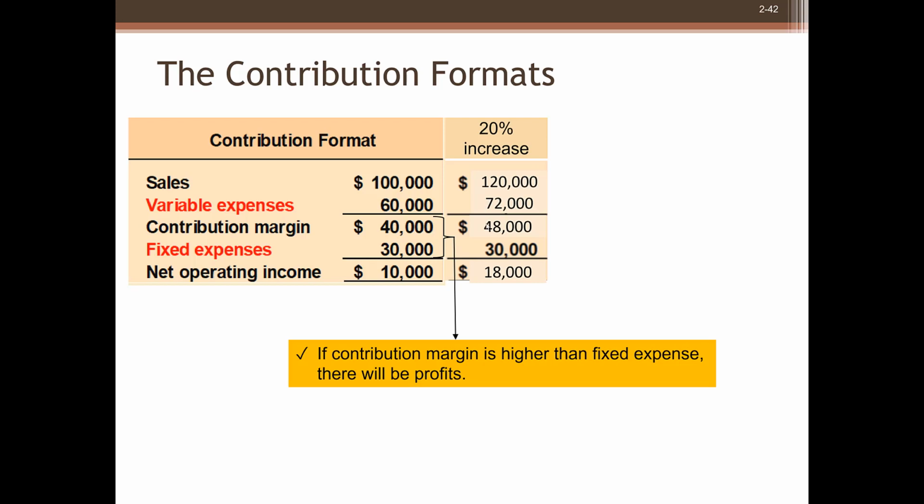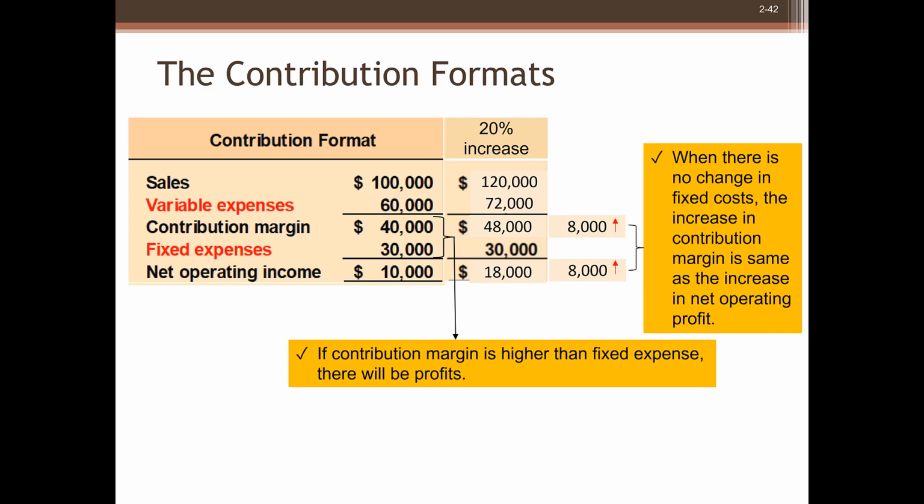Contribution margin will be the difference between sales and the variable expenses, which is $48,000. Compared to the original, contribution margin increased $8,000. Fixed expenses are constant, $30,000. So net operating income will be $18,000, increased $8,000. Both contribution margin and net operating income increased $8,000. If there is no change in fixed costs, the increase in contribution margin will be the same as the increase in net operating profit.